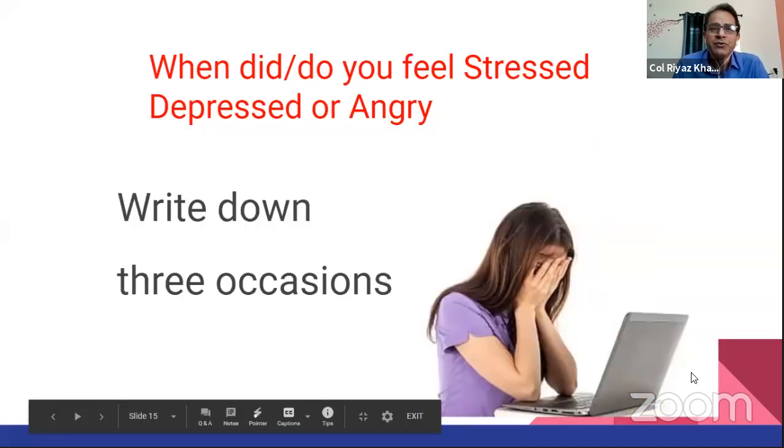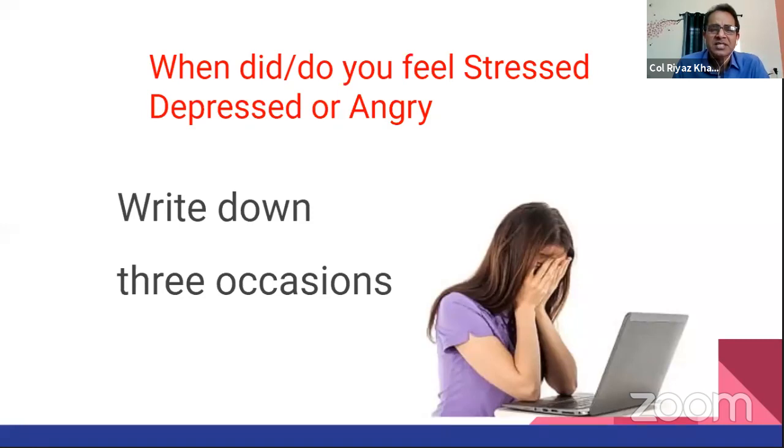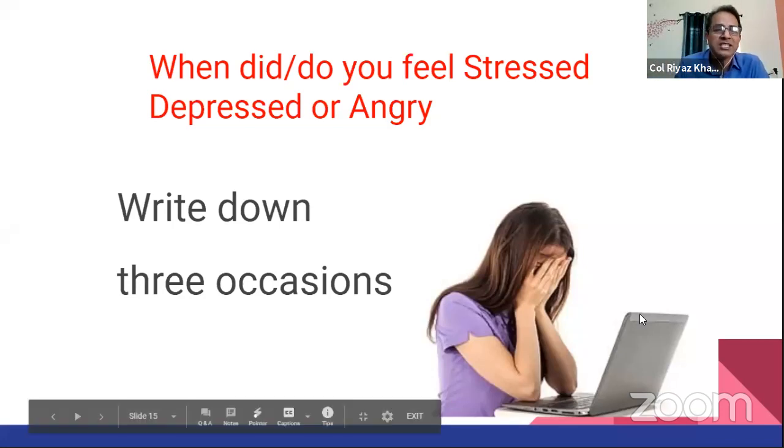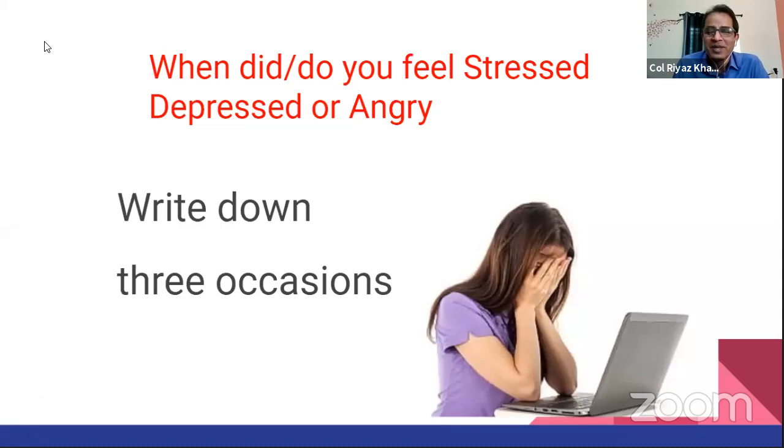So when did you feel stressed or depressed or angry? Stress can be in different forms like stress, depression, anger, frustration, sadness. All this is a form of stress, okay? So write down any 3 occasions in your diary or your copy, and you can share one on the chat as to when you felt stressed, depressed, or angry. You don't have to name. If you feel like sharing, please share.